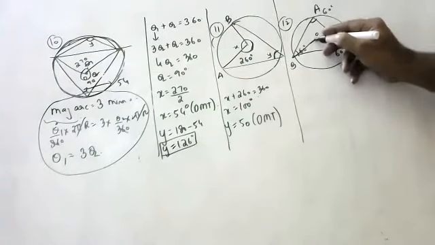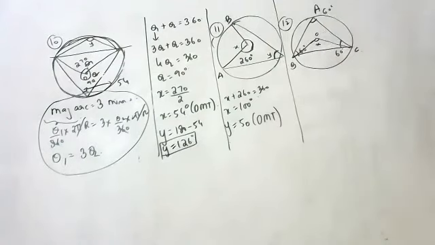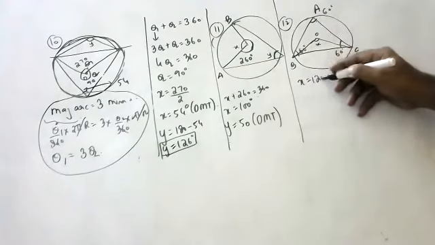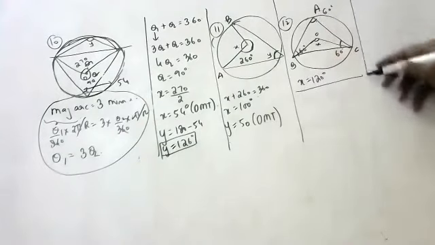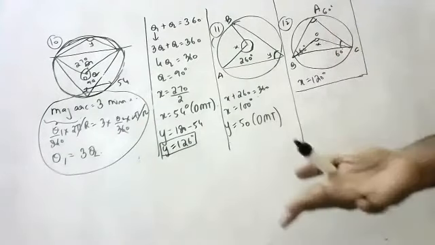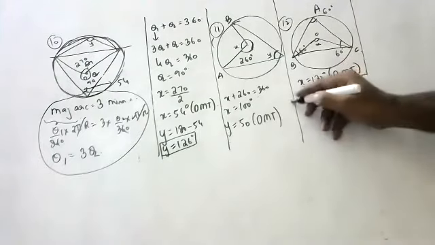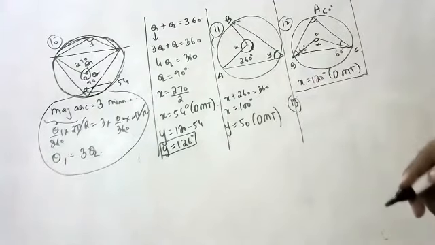It is asking what is this angle, children? Anyone? 120. If this is 60, this will be 120, by degree measure theorem. That's it. 13th question. Okay, children.